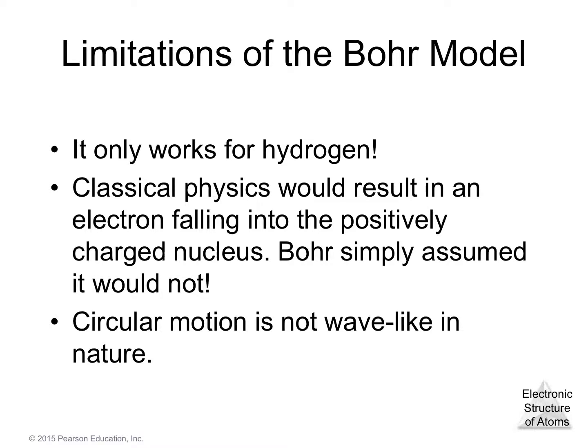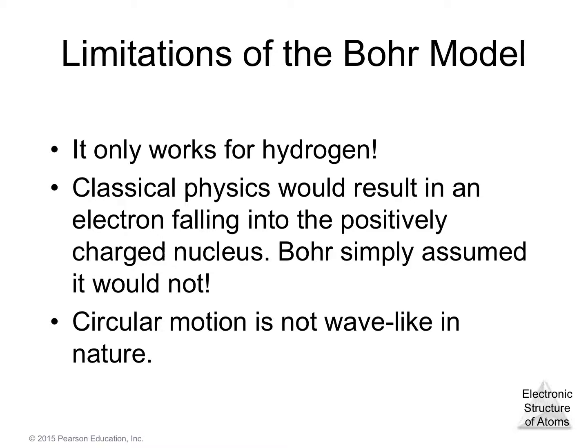The Bohr model is useful for explaining some of the relationships we see between electrons and light, but this model does have some issues. First of all, it only works for hydrogen. When you get to elements that are larger than hydrogen, the assumptions that were made in the Bohr model no longer work.